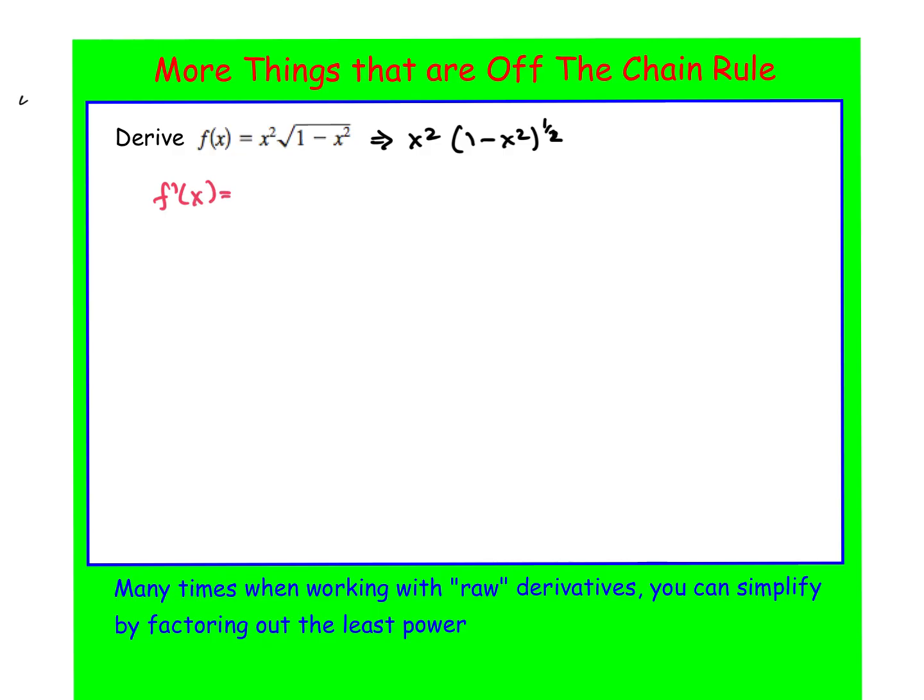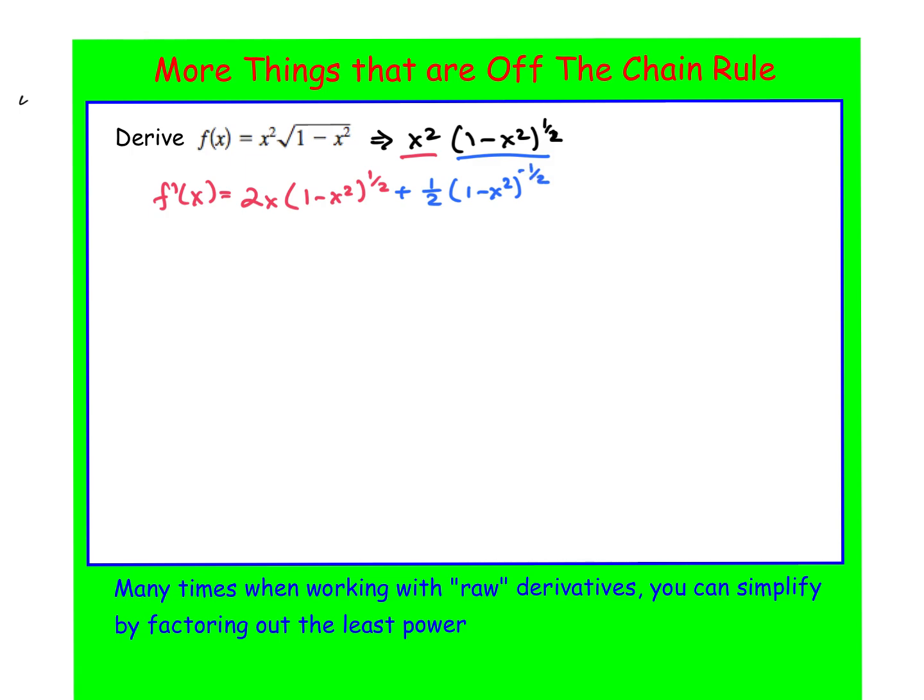The derivative of the what? The first. So what is the derivative of the first? 2x. And then times the second. So now I have 1 minus x squared to the power of 1/2. And then what? Plus. Now I need to take the derivative of the what? The second. So what needs to be brought out front? 1/2. And so now I have 1 minus x squared to the power of negative 1/2 because I subtract a power.